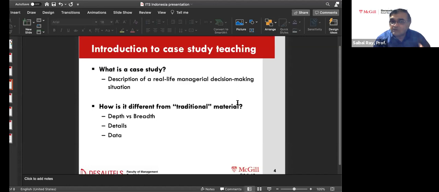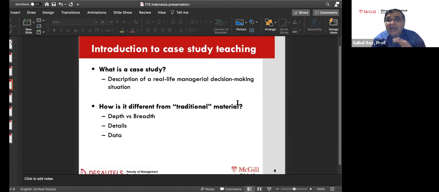So I will start with what is a case study. The main difference of a case study from what we normally do in a book is that a case study is a description of a real life managerial decision making situation. You can think of the case writer almost like a newspaper reporter who has taken a real life problem and written the case study. Most Harvard case studies are written almost like a newspaper reporter type of thing.